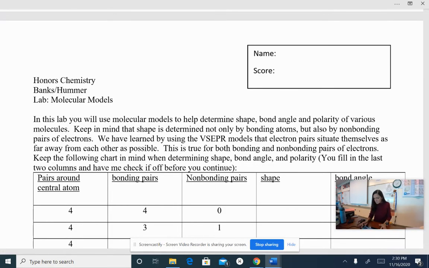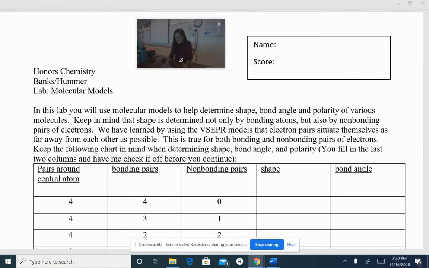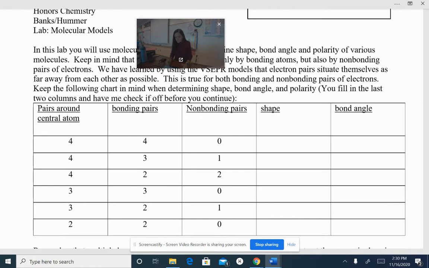If I go back to the lab paperwork, the first thing that we need to do is fill out this grid here. So here we have pairs around the center atom, which I like to think of more as electron areas around the center atom. How many areas of electrons do we have? We have bonding pairs. How many of those areas are bonding pairs? How many of them are non-bonding pairs or lone pairs? So this could also be thought of as lone pairs. Then we're going to have the molecular shape, and we're going to have the bond angle.